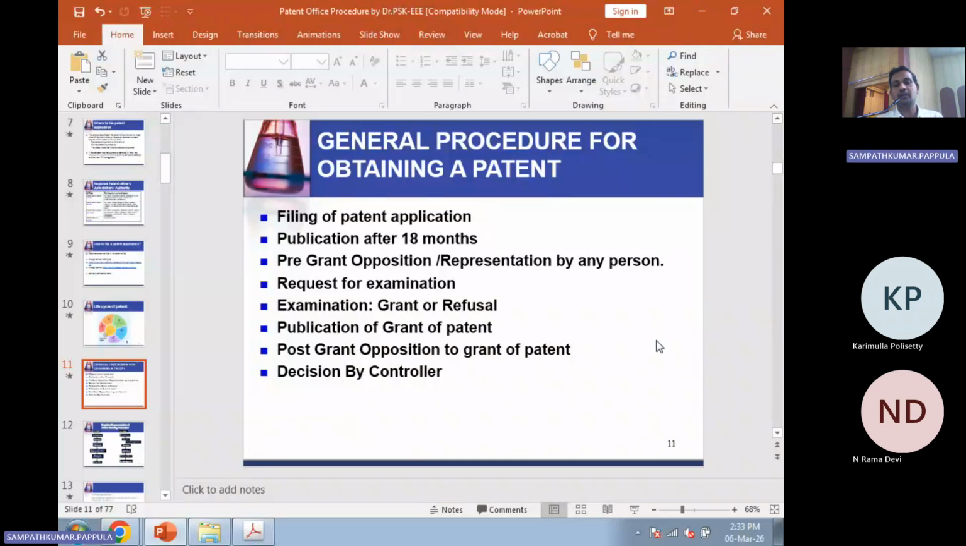Here also, for every publication, there is an examination, scrutinizing, right? So examination, grant or refusal, and publication of the grant of the patent, and post-grant oppositions to grant of patent, decision by the controller. So these are some steps, some procedures up to obtaining a patent.